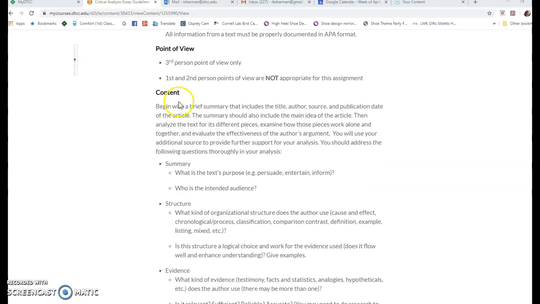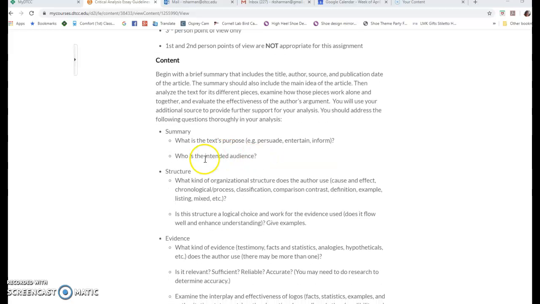This essay will have a very particular structure. So in the introduction to your essay, you will include, among some other items, a summary of the text. You will explain its purpose and its audience.